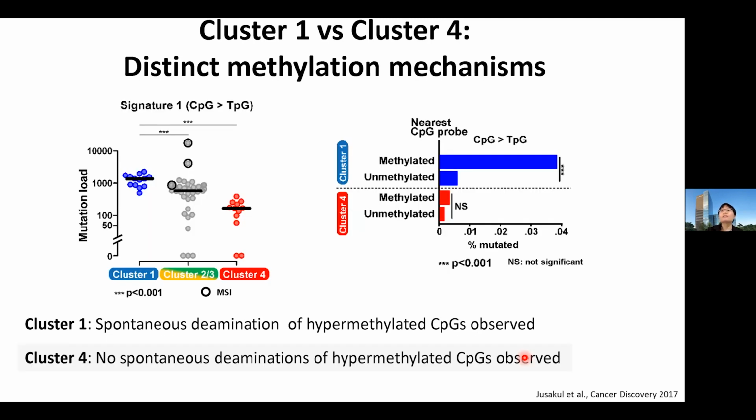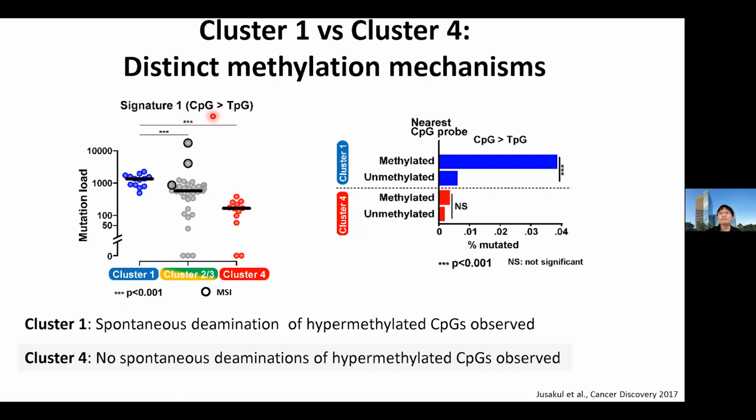We went on further to analyze the mutational signatures between cluster 1 and cluster 4 of the tumors, and we found that signature 1 is highly enriched in cluster 1. So signature 1 is represented by the spontaneous deamination of hypermethylated CpG to TpG.